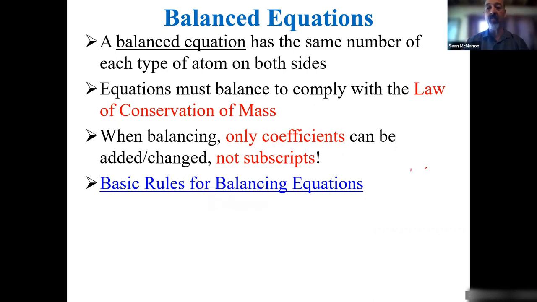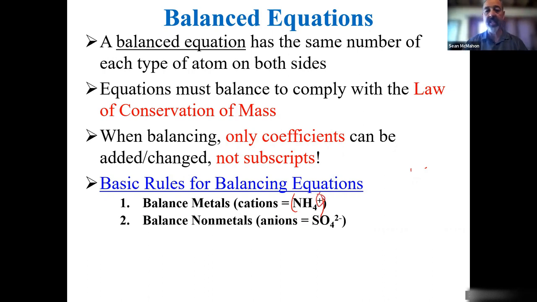But the basic rules for balancing equations are: first, you want to balance the metals. That's because they're cations and positively charged. I group the polyatomic ammonium with them because it has a positive charge. The second thing I want to balance is nonmetals. If I have a polyatomic ion, an anion, on both sides, I don't want to break it up. So if I saw sulfate on both sides of the equation, I don't want to separate it into sulfur and oxygen. I just leave the whole group.